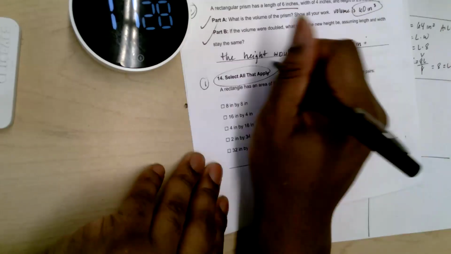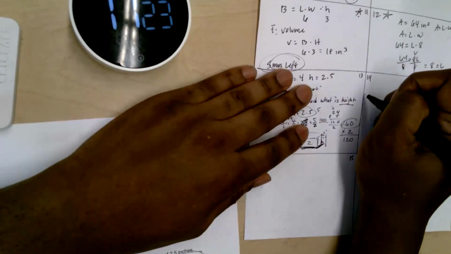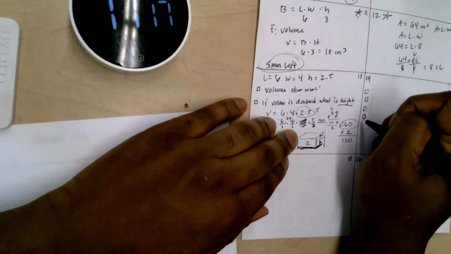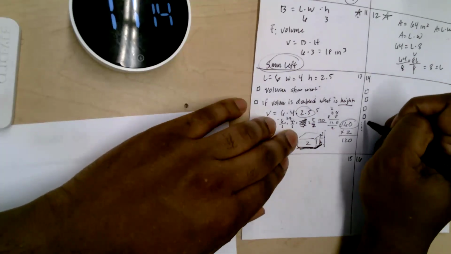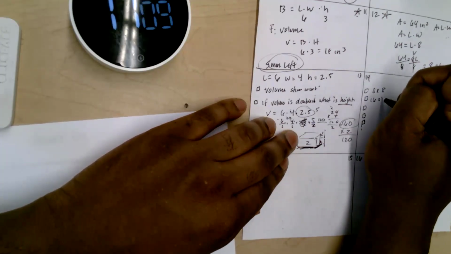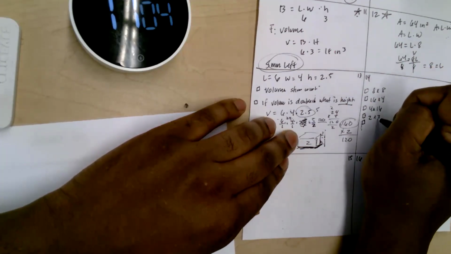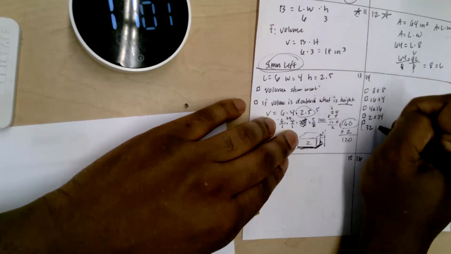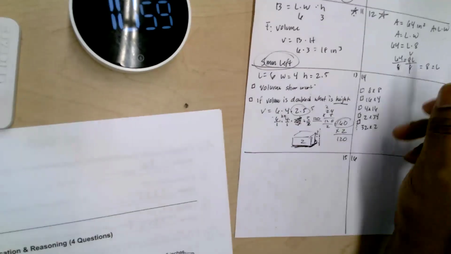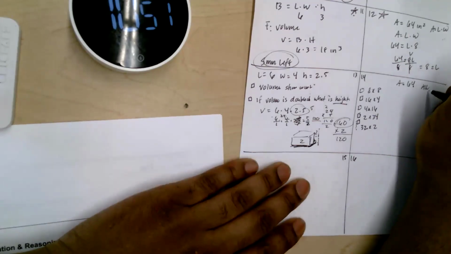Ooh, select all, which means there are more than one answer. 14. So I'm gonna put my answer choices. I have 11 minutes left. So 8 by 8, 16 by 4, 4 by 16, 2 by 34, 32 by 2. And what is it asking? So the area equals 64.